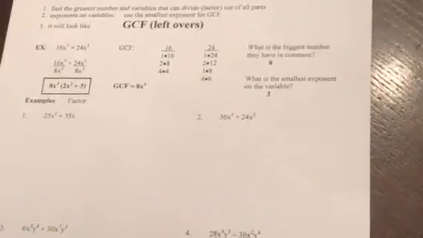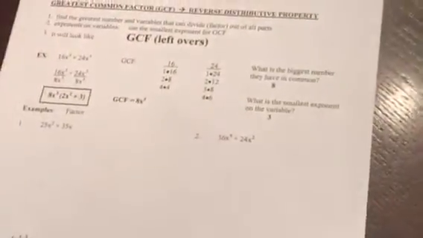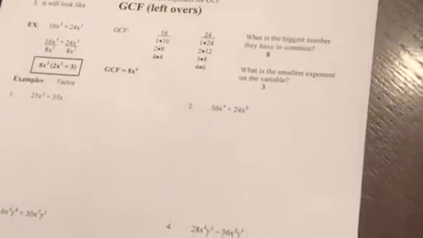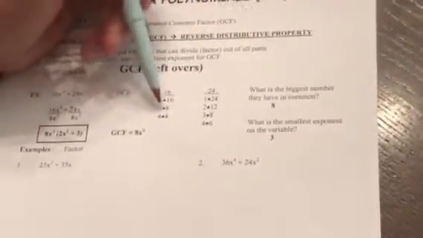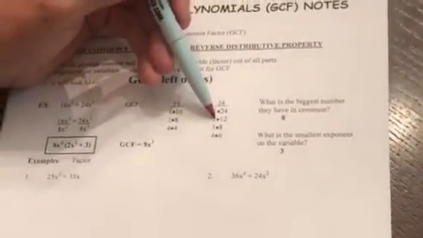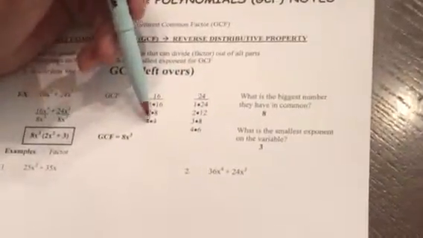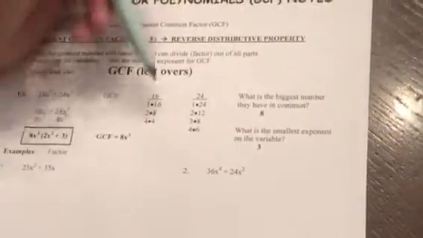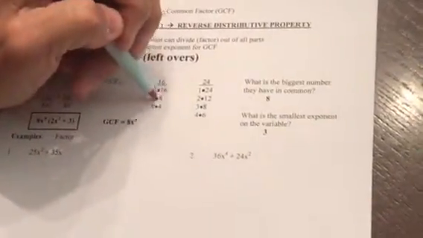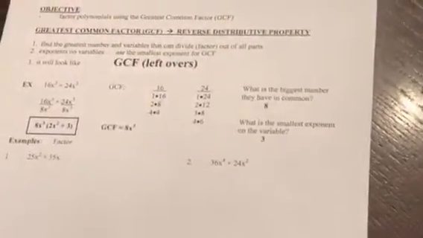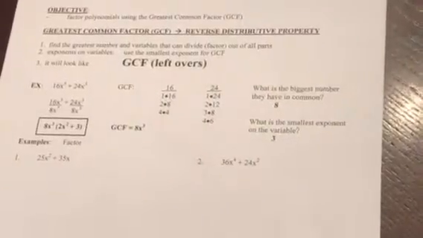So from these two lists, I want to identify the largest number that they have in common. I notice they both have a 1, they both have a 2, they both have a 4, and they both have an 8. So the largest one they have in common is an 8.